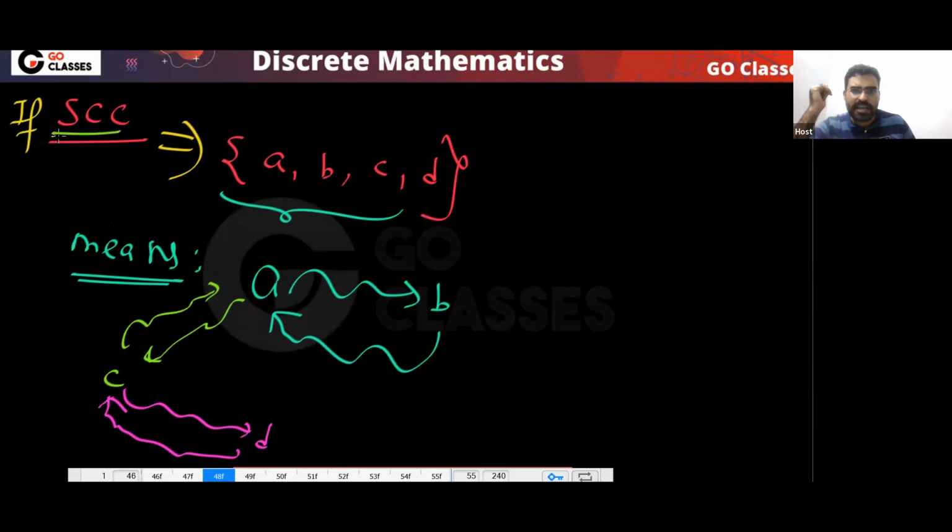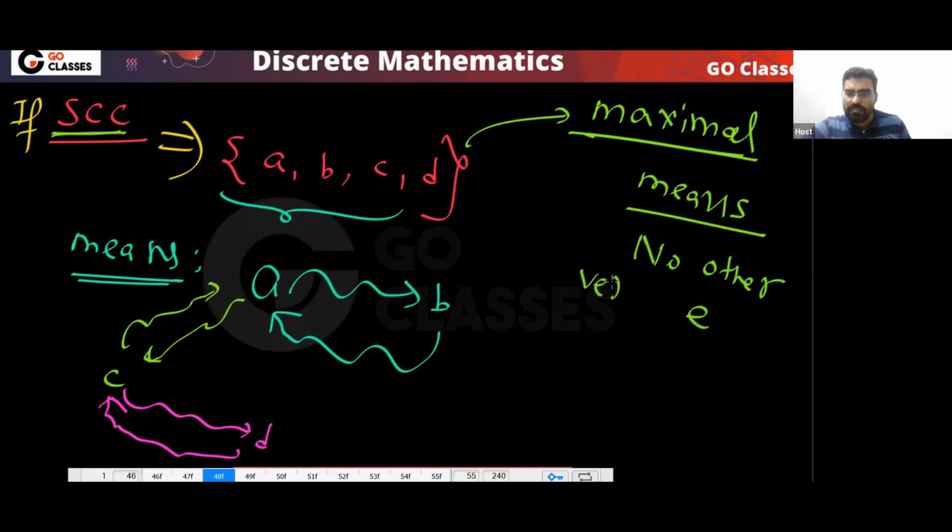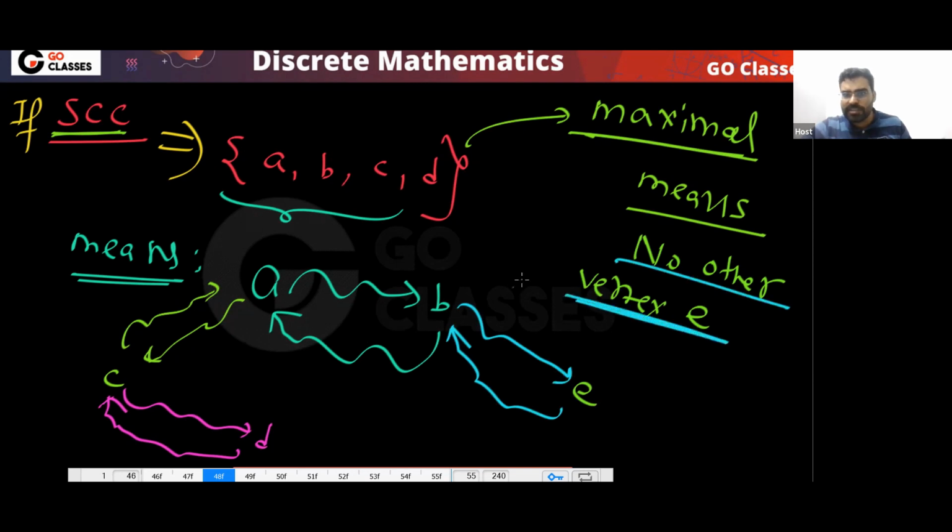And remember, if this is an SCC, then this is maximal also. What does it mean? This means there is no other vertex E such that this will happen. There is no other vertex such that this will happen. So this will not happen.